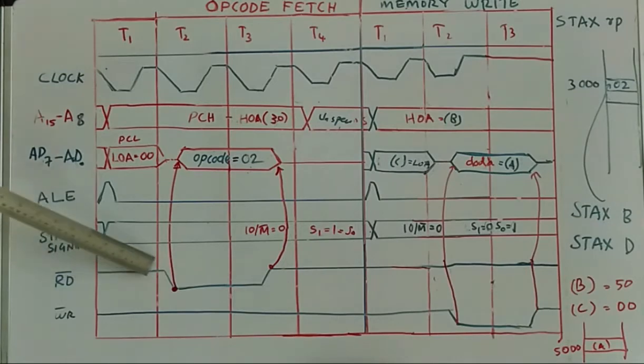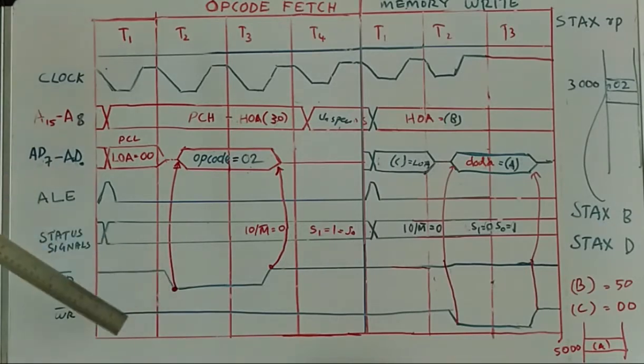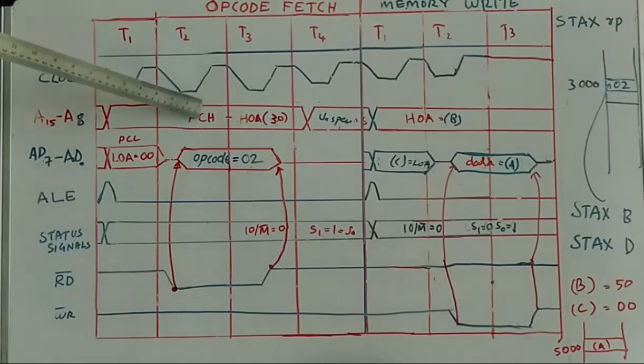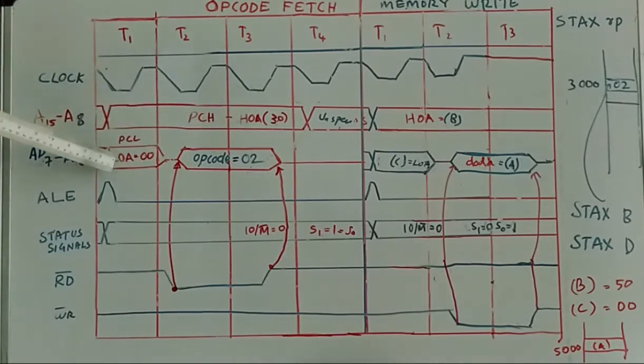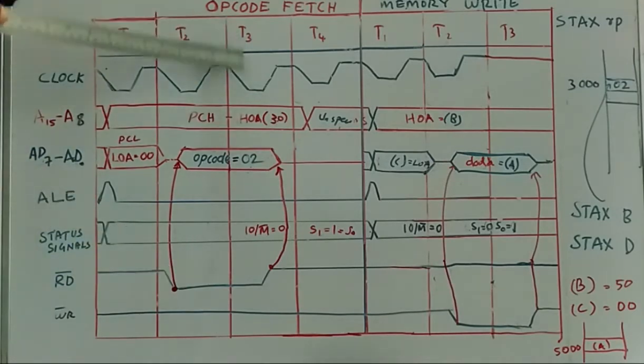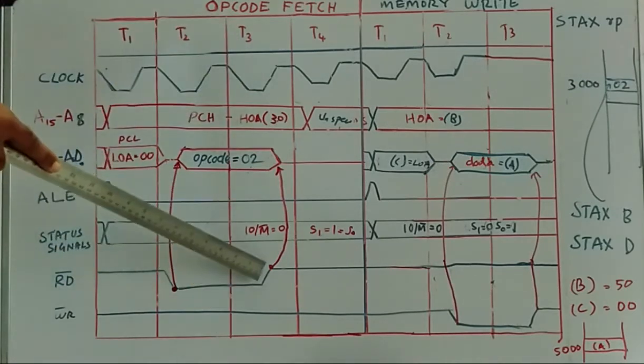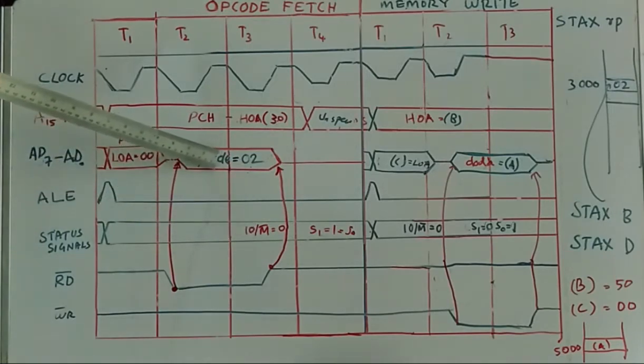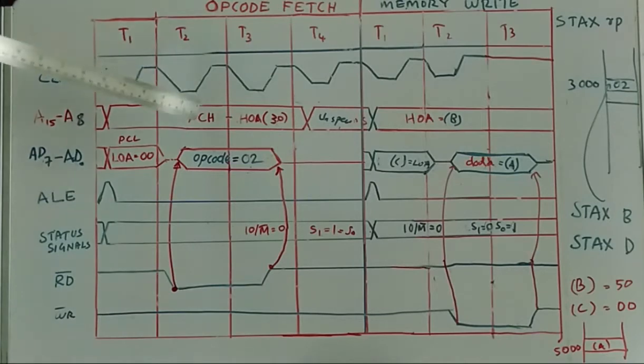So whenever the RD bar signal goes low during the second clock cycle, the opcode which is available in this location, that is 3000, is transferred from that location onto the address data bus. Then during T3, whenever the RD bar signal goes high, the data which is now available on the address data bus is transferred into the instruction register. During T4, this opcode gets decoded and the microprocessor recognizes that it needs to do a memory write machine cycle also.